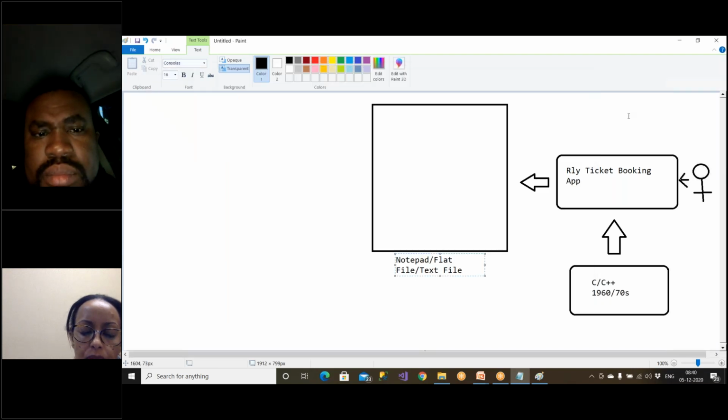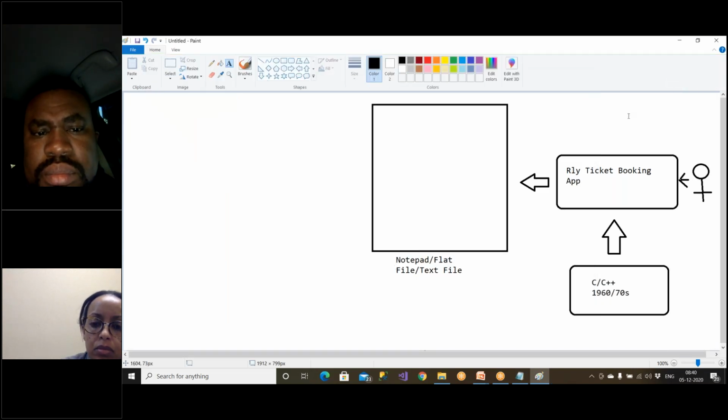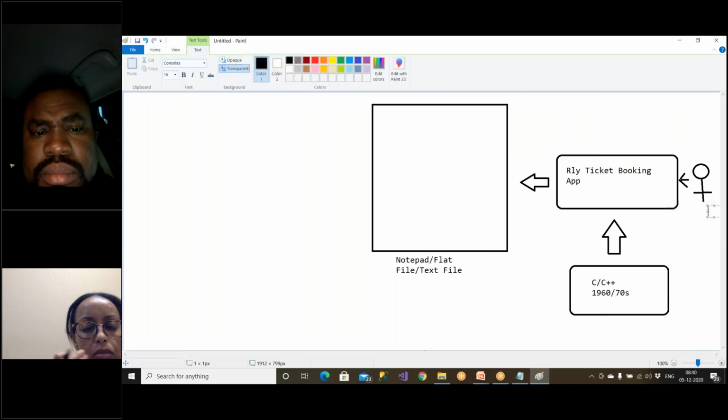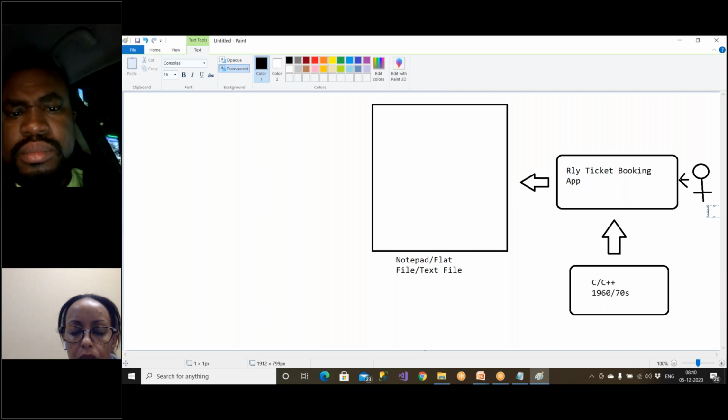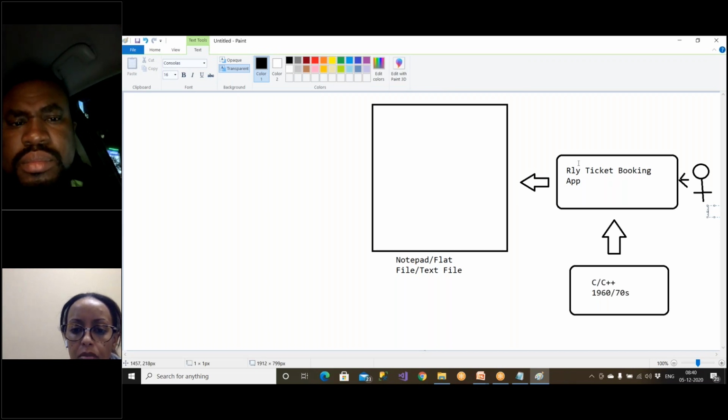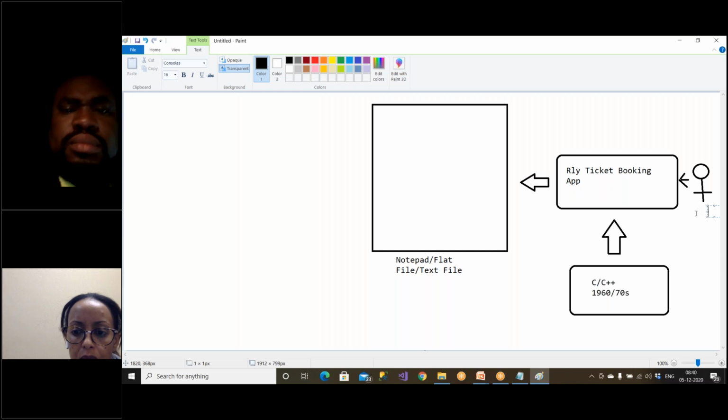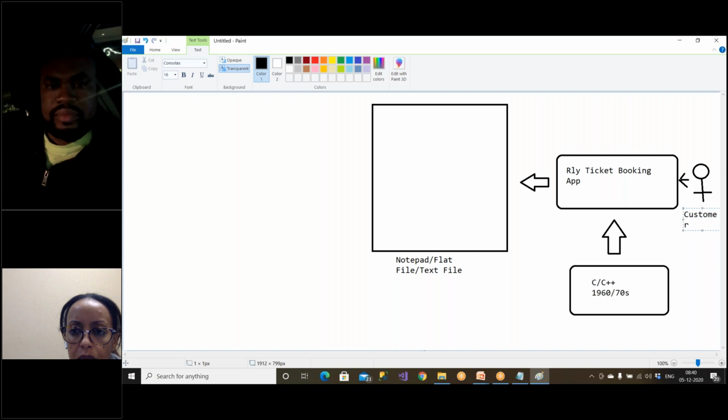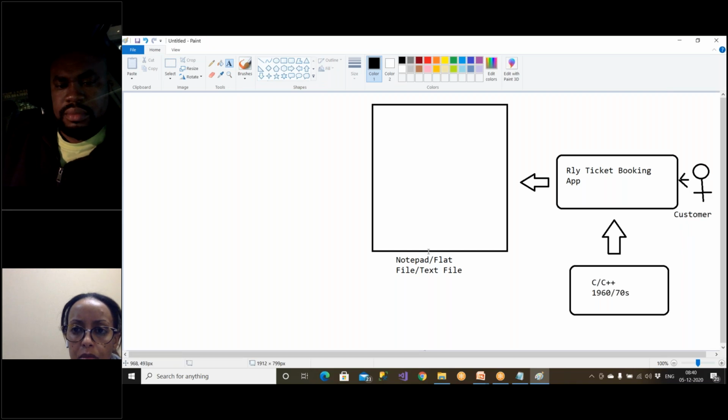So the scientists have to store the data, because every customer is going to come. When they book the ticket, they're going to be supplying a lot of data. Where should I store my data? The app is going to be taking the data from the customer, but where should I store the data? They were in a dilemma. So they got an idea. What is the idea? Let us use a text file or a flat file or the notepad.